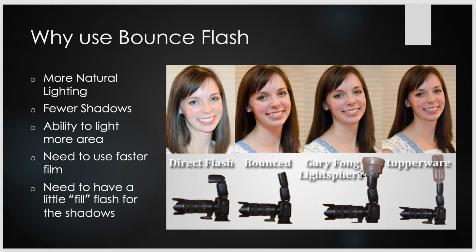Now here they've used a piece of equipment that you can buy called a Gary Fong light sphere, and they've used that to diffuse the light even more, and you can see the contrast is much softer and nicer for her face. It doesn't have these harsh shadows. And then here someone just used a piece of Tupperware, just a piece of plastic over it, and it does the same thing as this expensive light sphere. So really what it's doing is it's a diffuser. Diffusing light always looks better on faces.